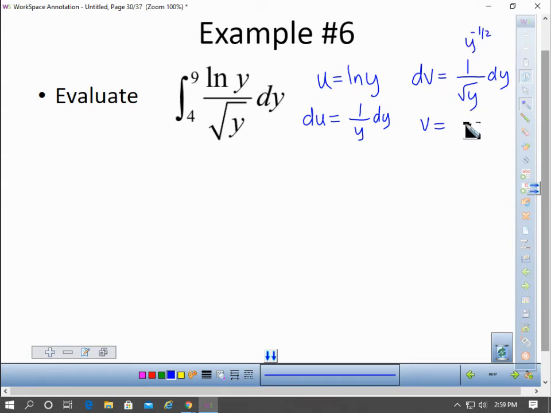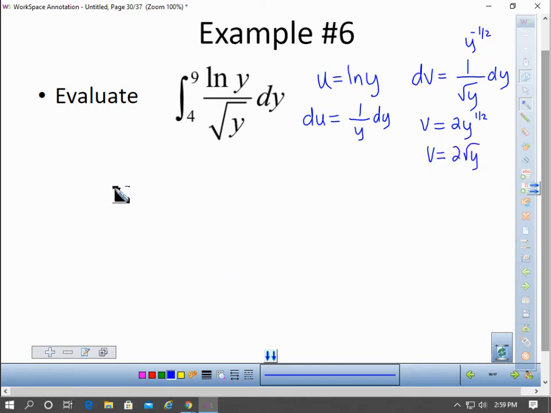The antiderivative, I would add 1 to it. So adding 1 would be a positive a half. And then instead of dividing by a fraction, I'd multiply by the reciprocal. All right. So that means my answer is 2 square root of y. So that's my answer, 2 square root of y.